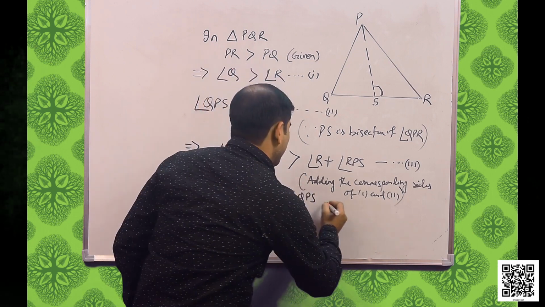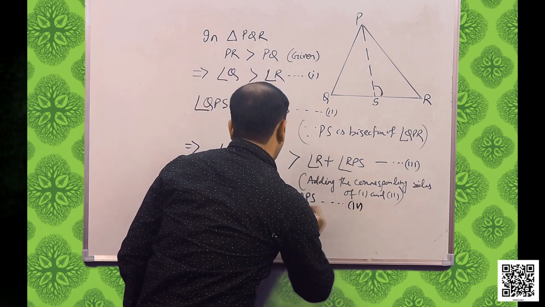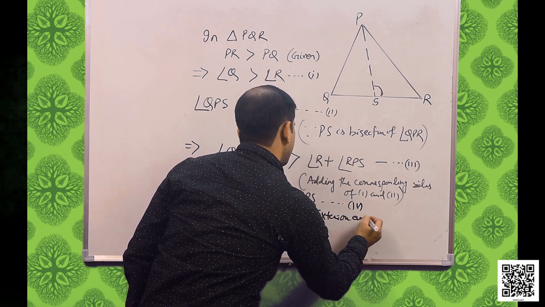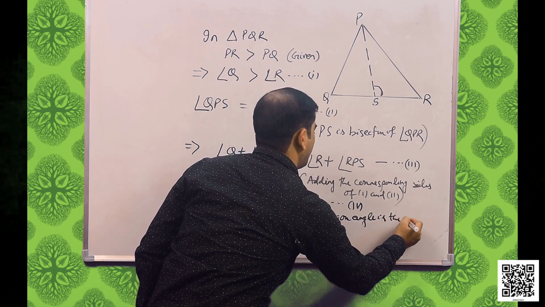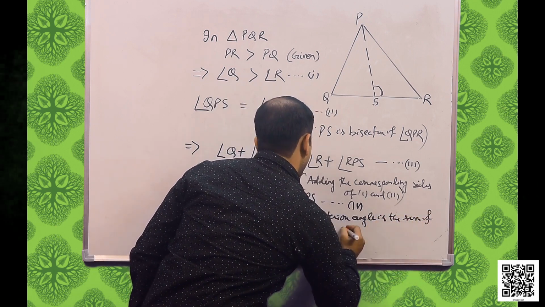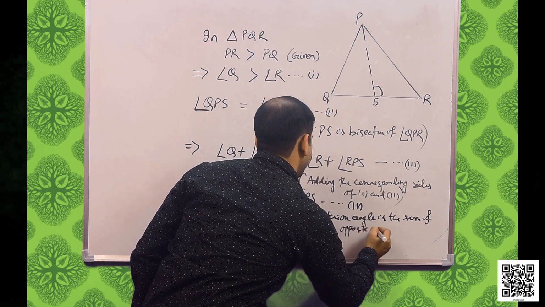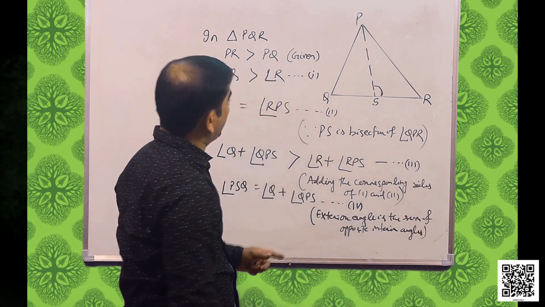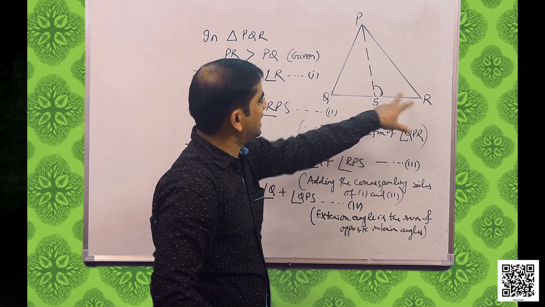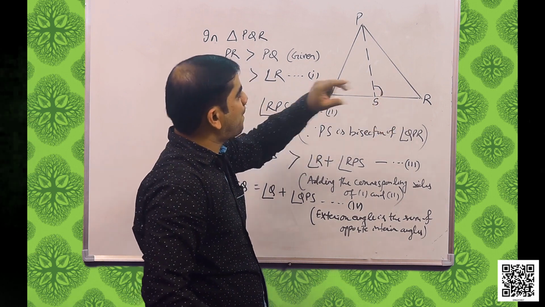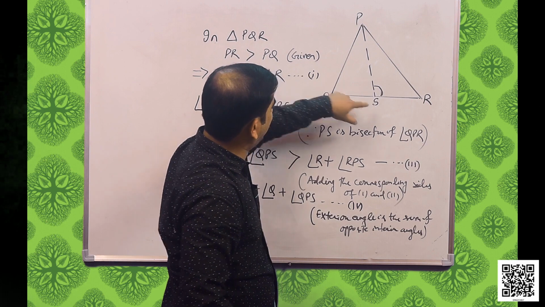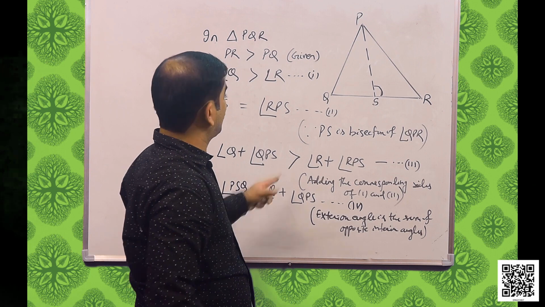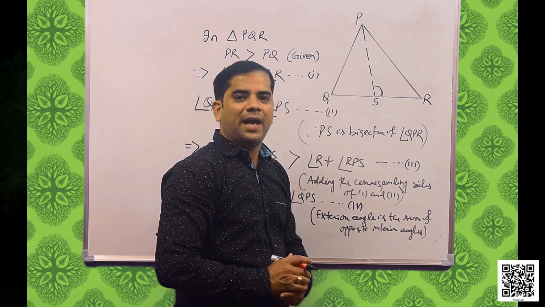So, we know, let me mark it as 4. Why is it so? Exterior angle is the sum of opposite interior angles. So, for triangle PQS, PSR is the exterior angle and its opposite interior angles are PQS and SPQ. That is why angle PSR is equal to angle Q plus angle QPS.